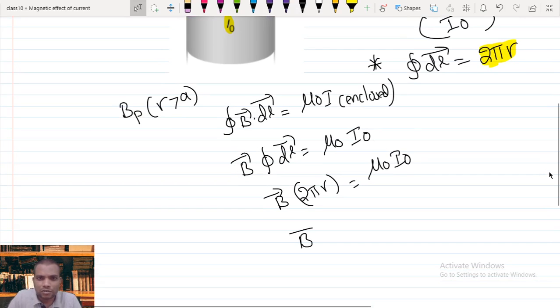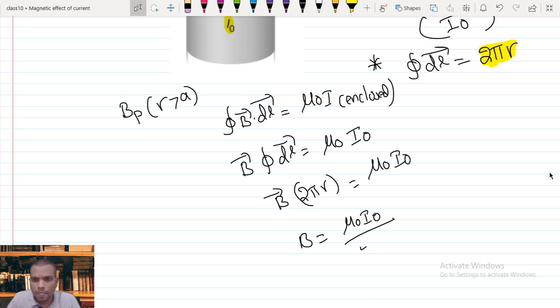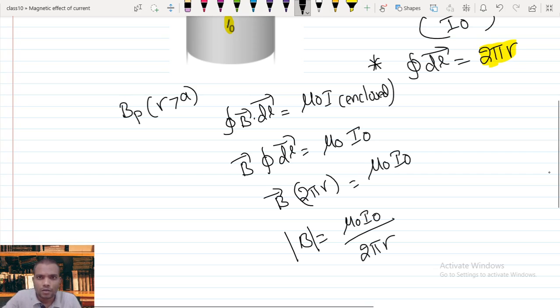So it's just the magnitude, so better I will leave out the vector notation since it's only magnitude. So B equals mu naught I naught upon 2 pi r. So it's only the magnitude. To get the direction, we will apply the right hand rule. That is another task. Right now I am only concentrating on the magnitude of the magnetic field at here.